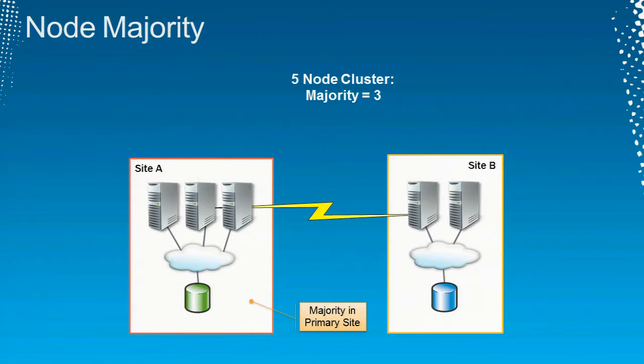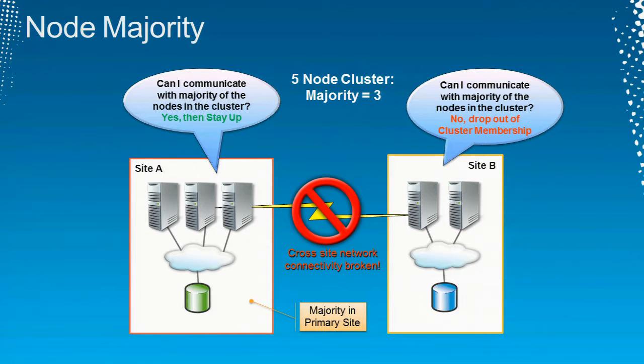Let's spend a few minutes on node majority. So we have 2 sites, site A with 3 nodes, site B with 2 nodes. A network split happens. Site A right now has 3 disks, so it has 3 votes. Can I communicate with the majority of the nodes in the cluster? Yes, so site A stays up. Site B goes down because it cannot establish a quorum at this point of time.